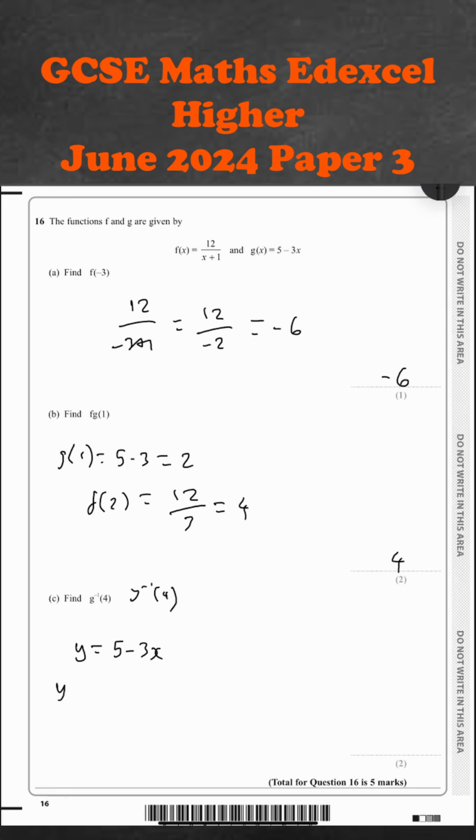So we're then going to say y plus 3x equals 5. We're then going to say 3x equals 5 minus y. We're going to divide through by 3. 5 minus y over 3. And we want it of 4. So we're going to do 5 minus 4 over 3, which is a third.